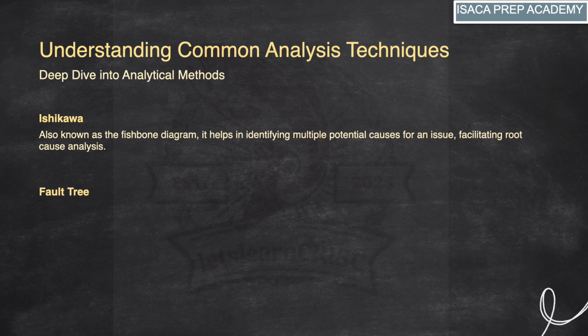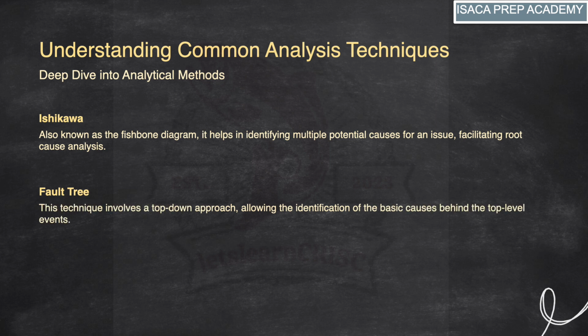Next, about the fault tree. Friends, the fault tree technique is a method used to analyze events and identify the underlying causes starting from the top level. It follows a top-down approach. It means that we begin with the main or the top level event and then break it down into its basic causes. It's like starting with the big picture and then zooming in to see the smaller details.